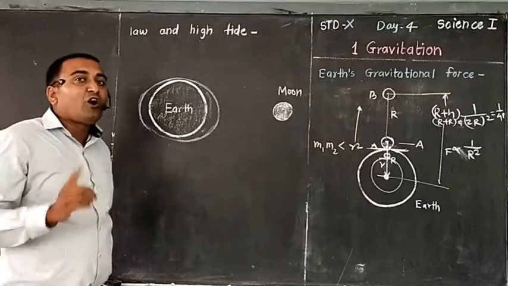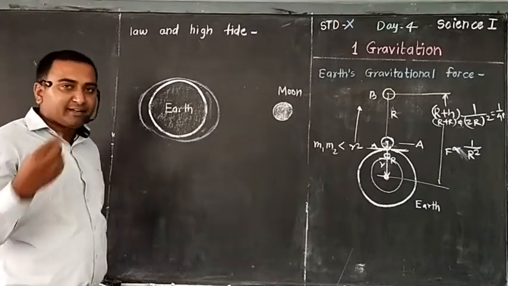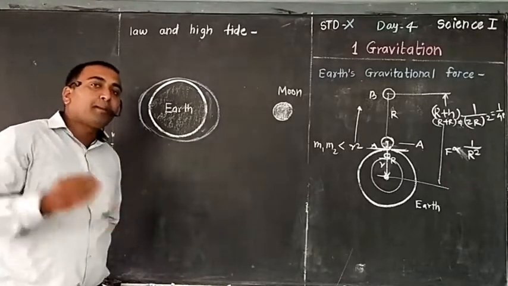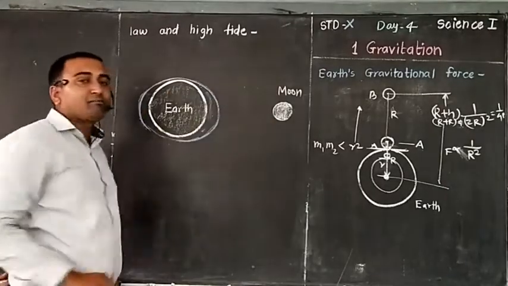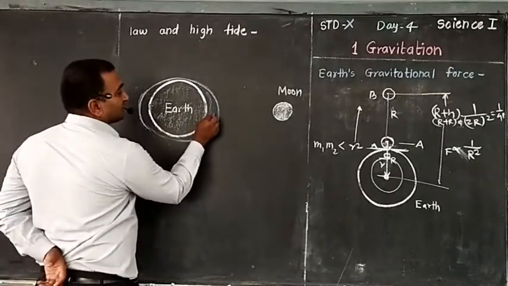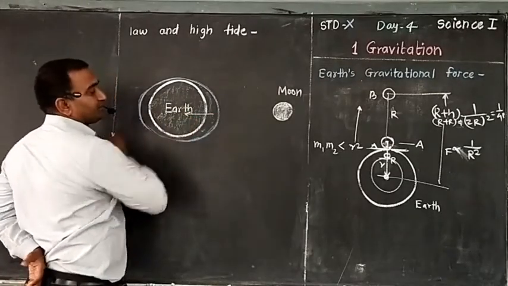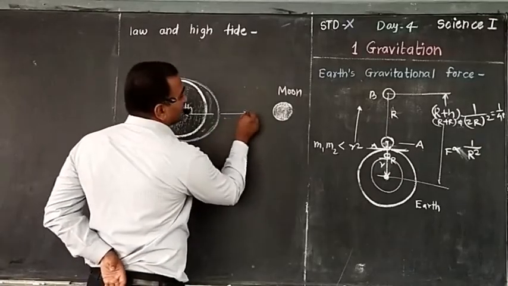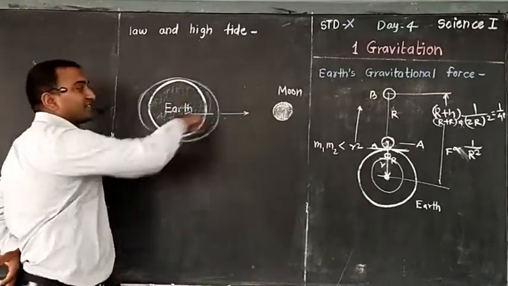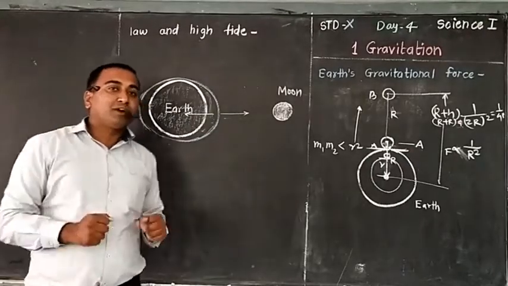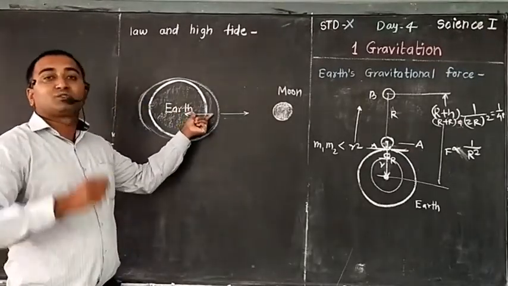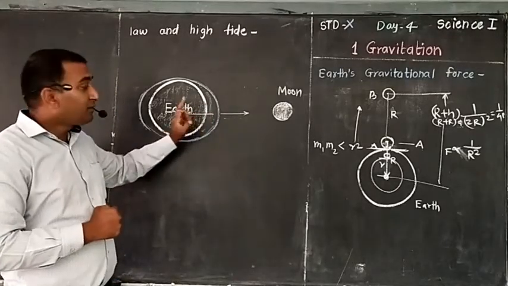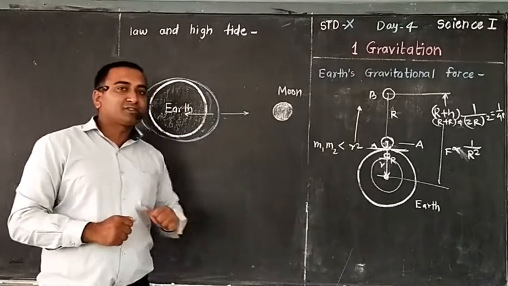As per Newton's law of gravitation, the water definitely experiences a pull by the Earth and also by the moon. Earth is pulling that water towards the center of the Earth, and definitely the moon is also pulling that water towards its center. But which is more powerful? See, the distance is very small, so definitely the Earth's gravitational force is greater. But at the same time, the moon also has a force.